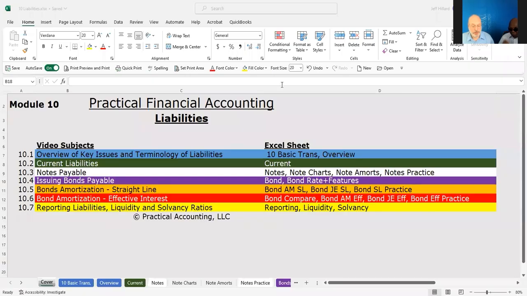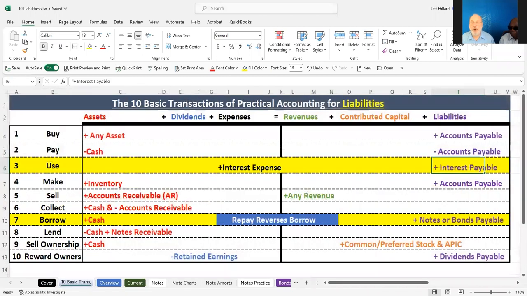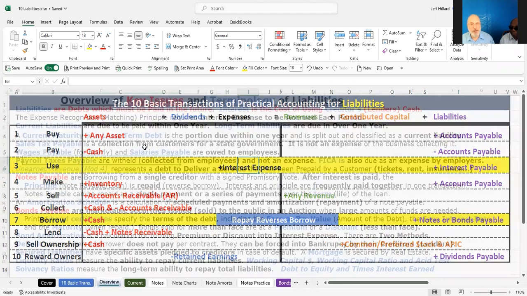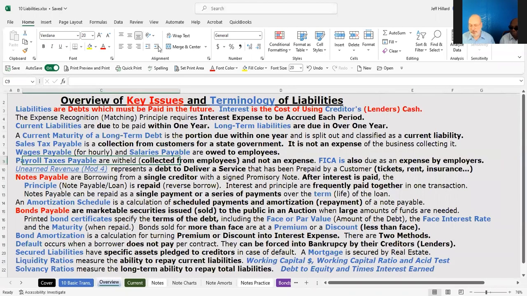Okay, liabilities. We're going to start out with the 10 basic transactions. And we're moving over here to a source of funding. This is one way we pay for the stuff on the left. We can borrow. We're moving down our 10 basic transactions. We're going to reverse that to repay, very straightforward. Our use transaction is interest. We have an overview where we're defining all the terminology in this chapter.